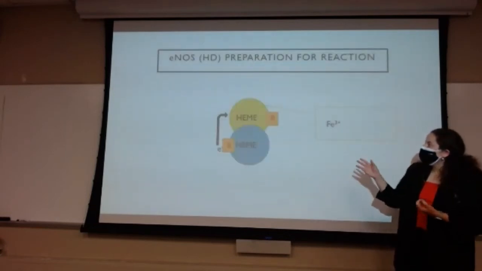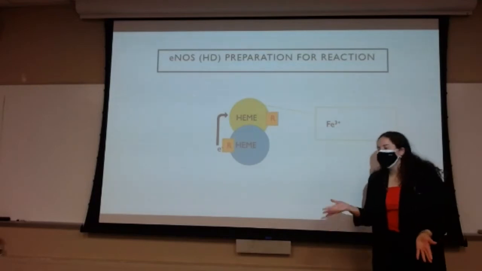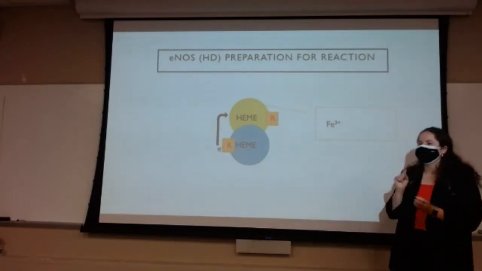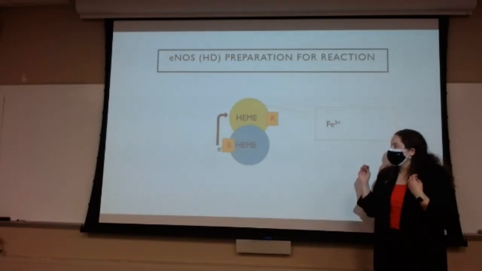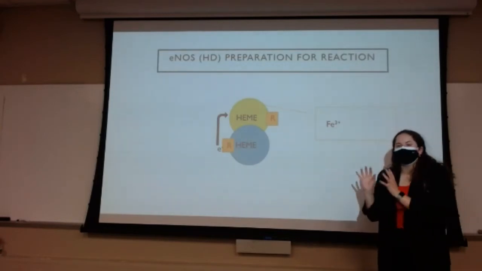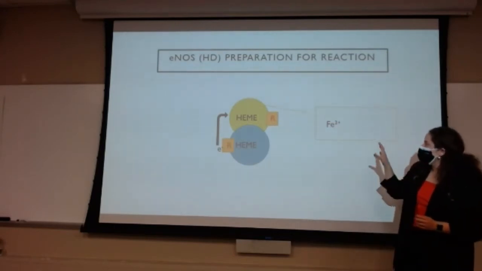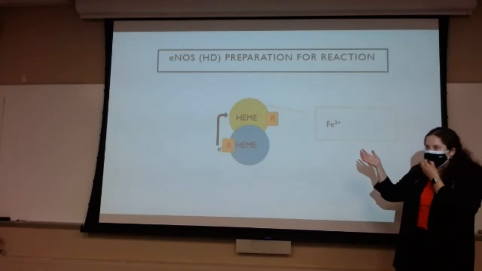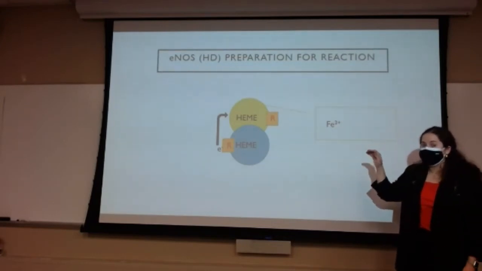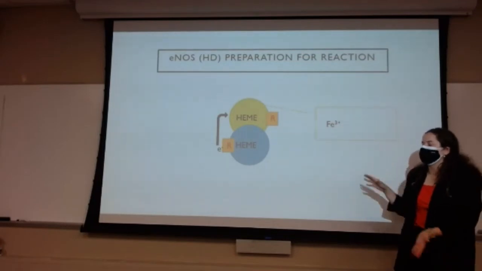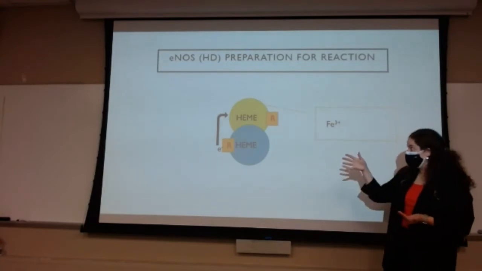So something cool about eNOS, which I mentioned before, but I don't know if anyone remembers, is that it has 2 domains. It has a reductase domain and a heme domain. For the purposes of my lab and for what we grow, we only grow the heme domain of the protein. We don't grow the reductase domain. In the normal reaction, the reductase domain is responsible for reducing the heme on the protein so that it can actually be in a state where it's available to work in the overall reaction scheme that I showed you in the first place.